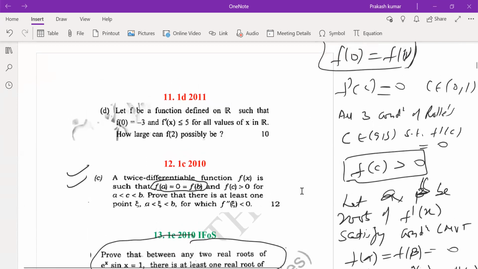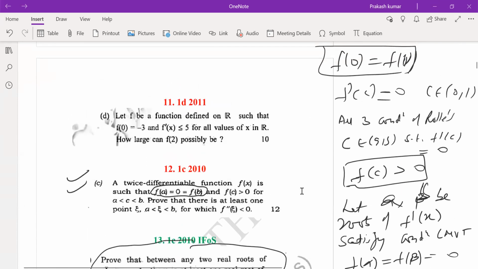Let's see the question again. A twice differentiable function f(x) is such that f(a) equal to 0, f(b) equal to 0, and f(c) is greater than 0 for c between a and b. Prove that there is at least one point eta between a and b such that f double dash eta is less than 0. So that was all about the sign scheme.